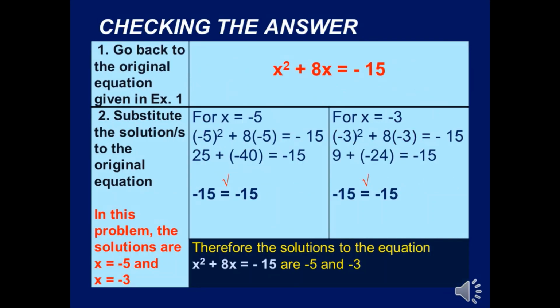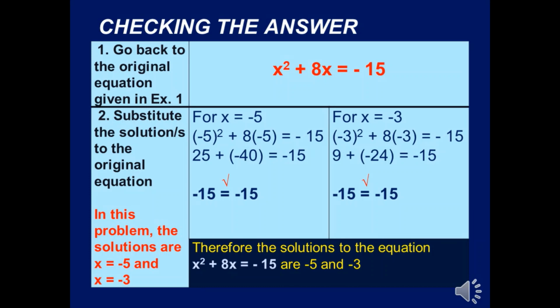So we have already solved the solution to the given equation. So now it's time to check whether our answer is correct or not. Whether the solutions that we were able to solve are correct or not. So how do we check the answer? So number one, we go back to the original equation given in example 1.